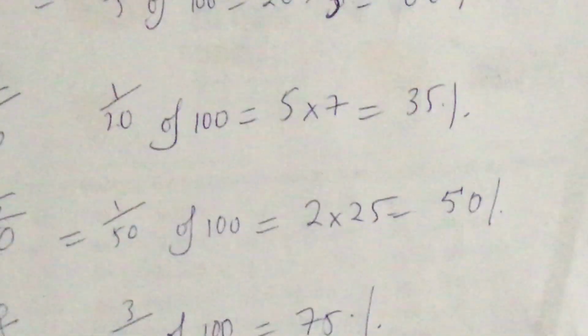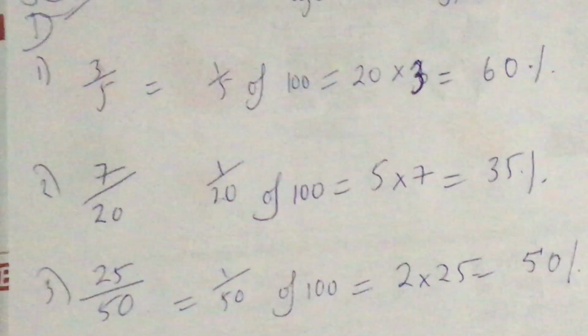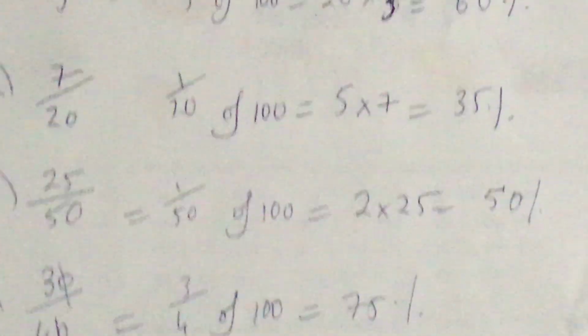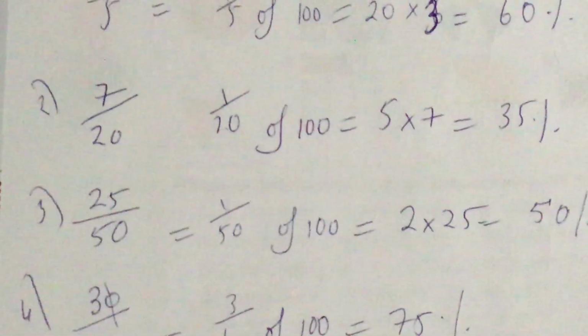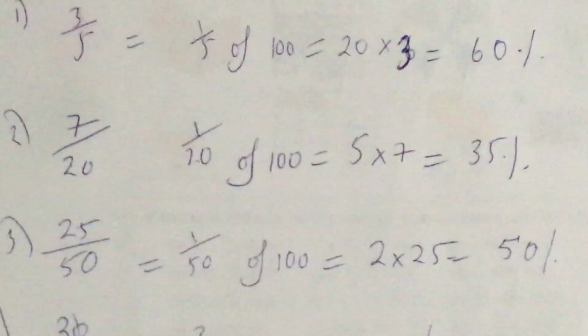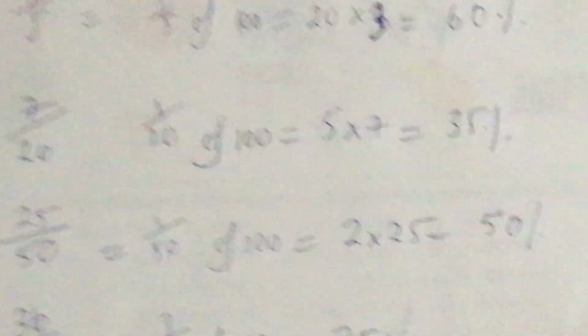And that is 50%. Okay? Or you get a 50 then multiply by 2. But 25 over 50 is half, because 25 and 25 goes once, 25 and 50 goes twice. That's half of 100, which is 50%.